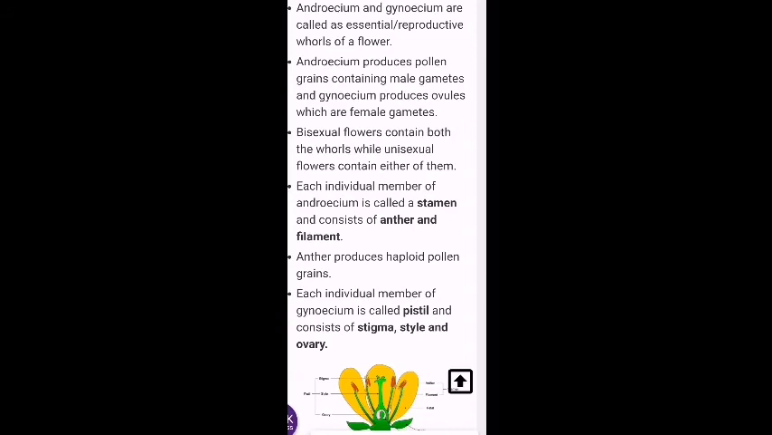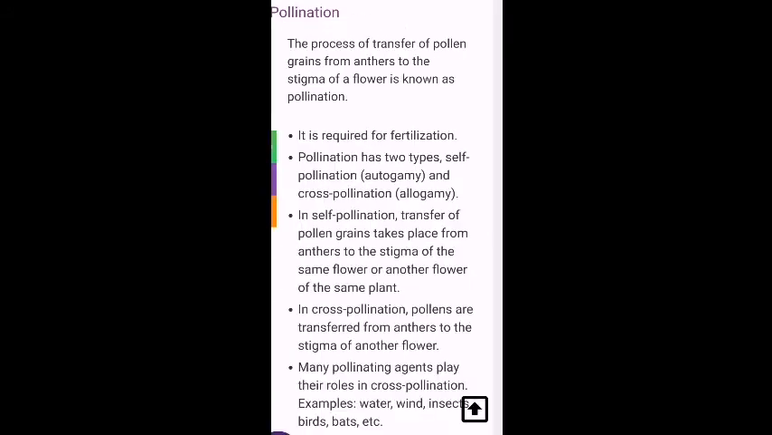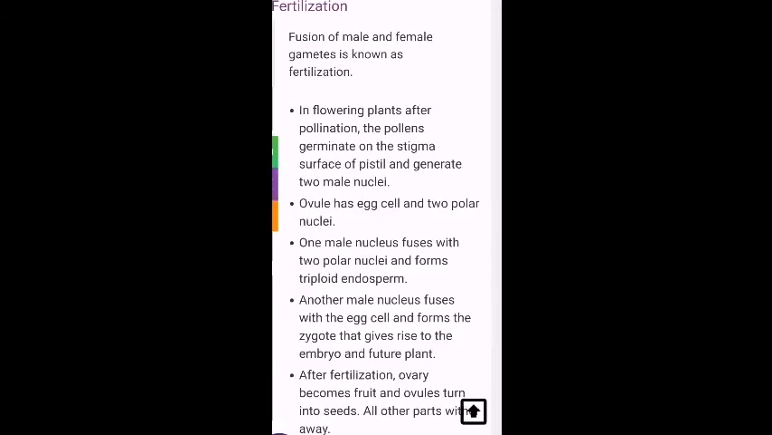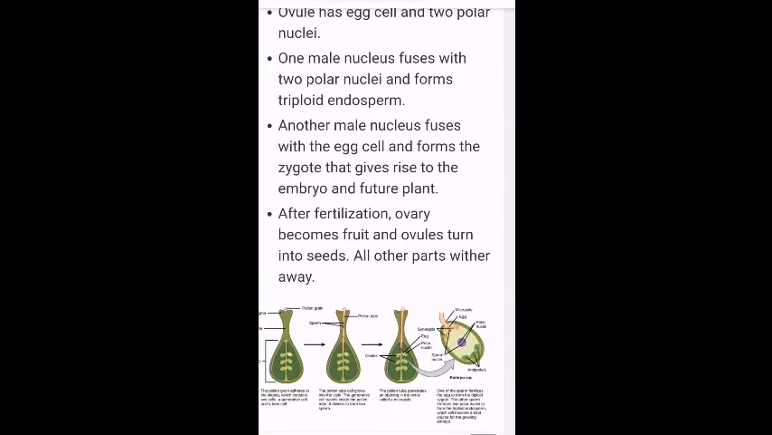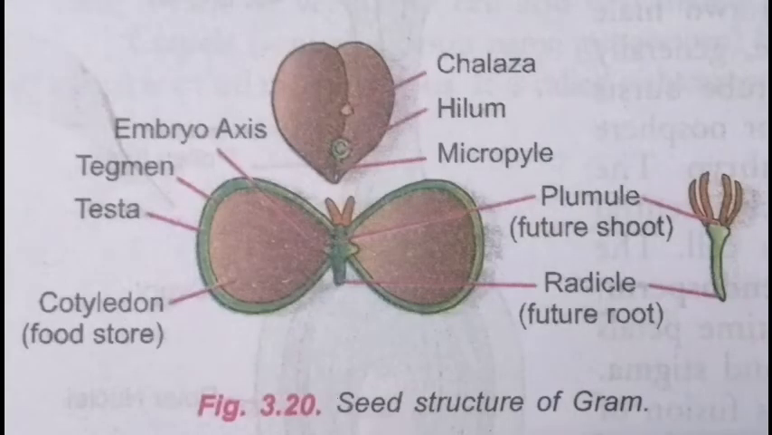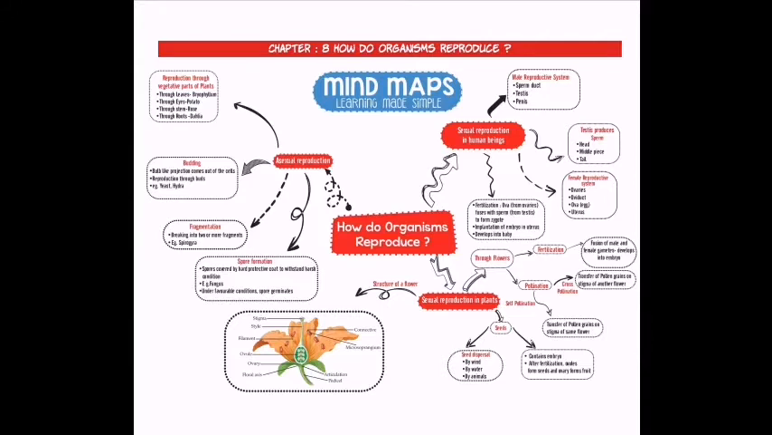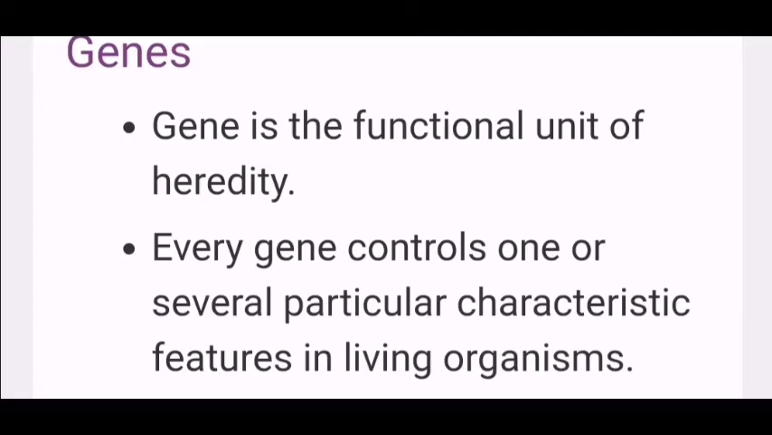Now pollination, two types of pollination: self-pollination and cross-pollination. Next, fertilization. In plants, double fertilization takes place, which includes syngamy and triple fusion. After the fertilization, the seeds are developed. Now, this is the mind map of the chapter How Do Organisms Reproduce.